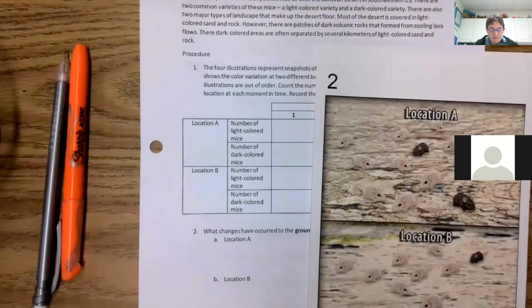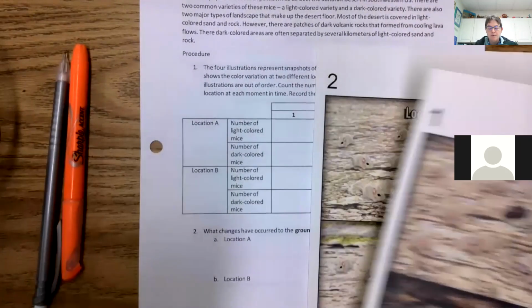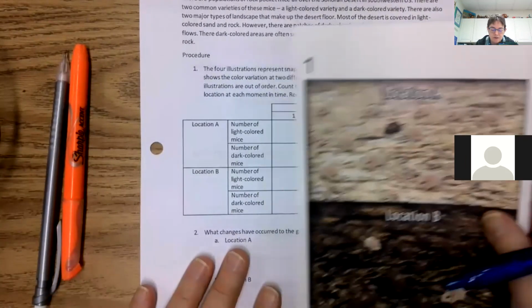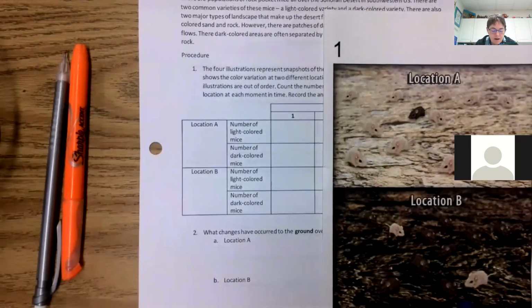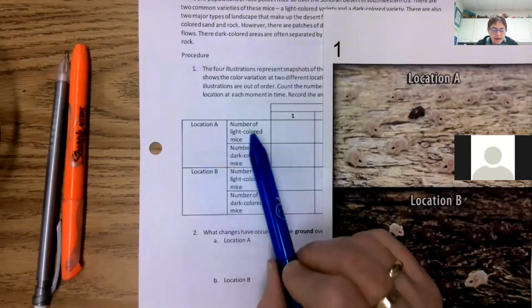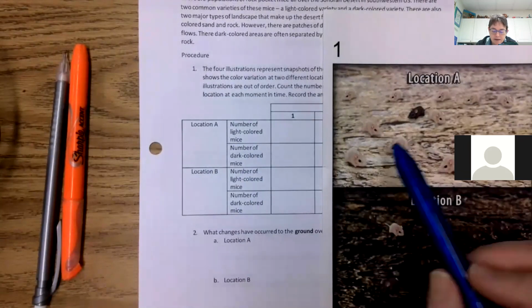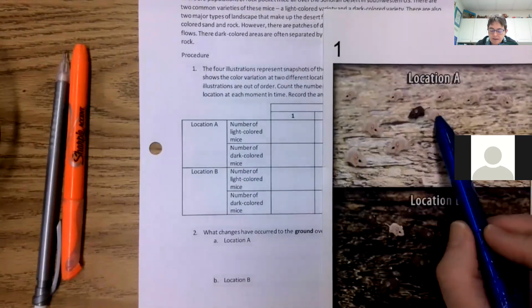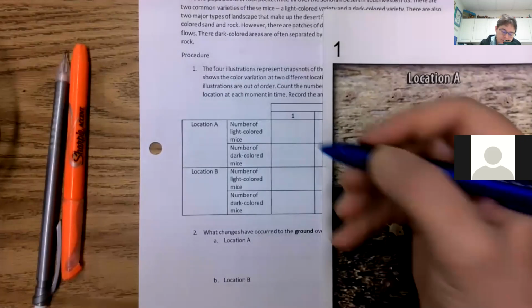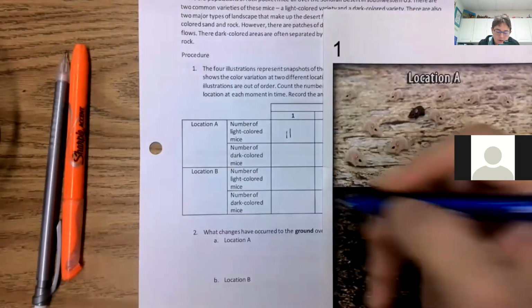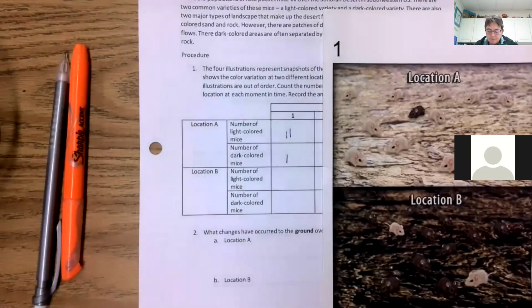So, whoopsies, start on number 1. And I think we did this the other day, but I'll just do the first one. All right, so location A. I'm on number 1, location A. And there are 1, 2, 3, 4, 5, 6, 7, 8, 9, 10, 11 light colored mice, 1 dark mouse.